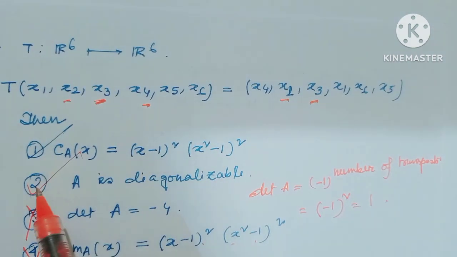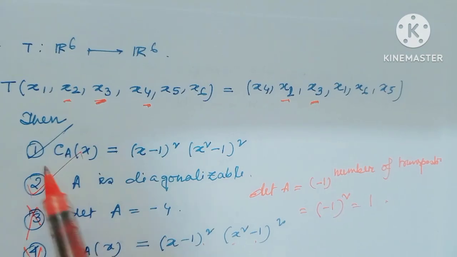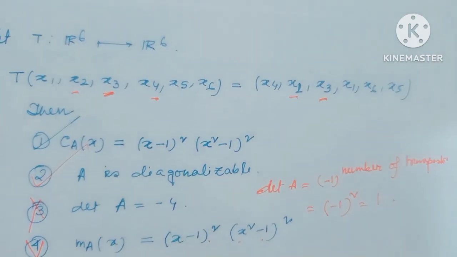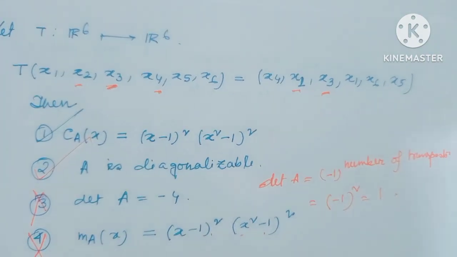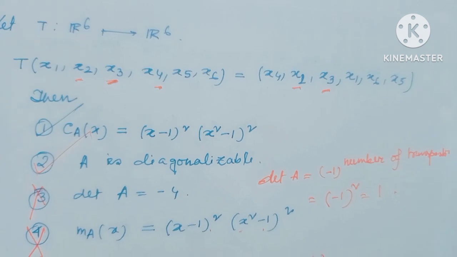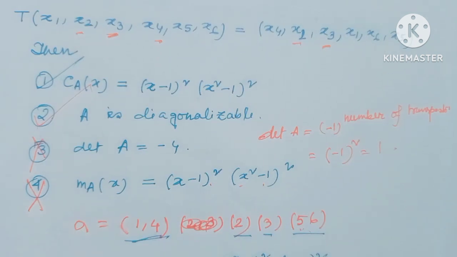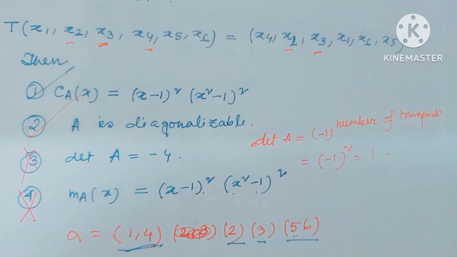That means option 1 and option 2 are right options, and option 3 and option 4 are wrong options. I hope all my viewers have understood what a permutation matrix is and the properties of permutation matrices. This type of question is actually very important for higher study and also for any competitive exam.